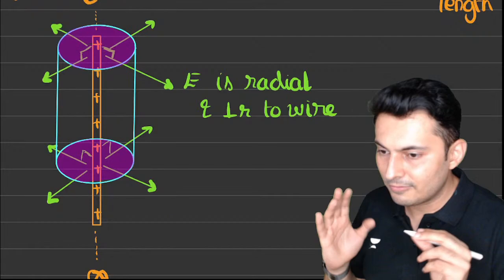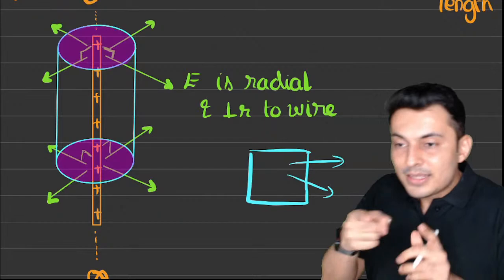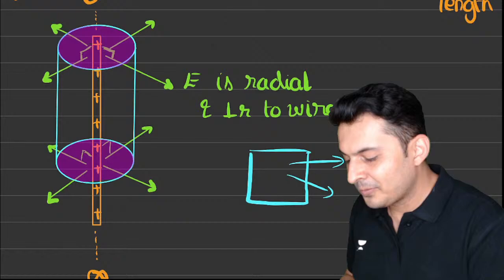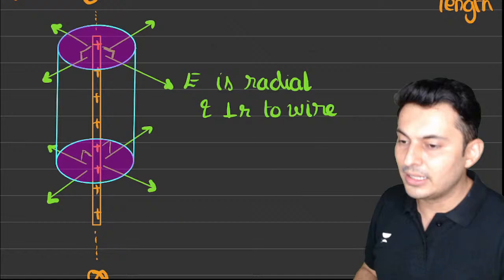Why not a cuboid? Because in a cuboid, what will happen, my dear student? Because the field is radial, in the cube the field lines will make a certain angle with the surface of that cube. That is the problem. Just imagine if there is a cube, it will start making angles with the surface. And I don't like angles. I want 0 or 90. I don't want anything else. That is the reason why I chose a cylinder.